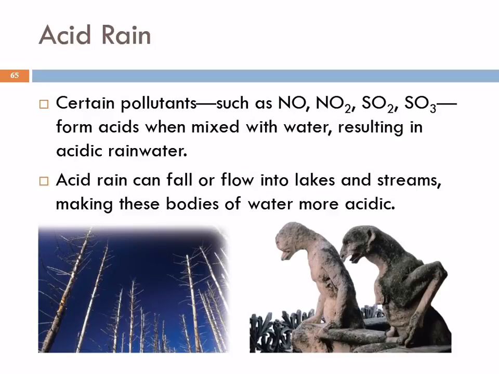Here you see two statues, originally identical. This one has been subjected to more rainwater than this one, and you can see it's just being eaten away over the years. And so that's a good reason to cut down on pollution, because some of it forms acid in the clouds.